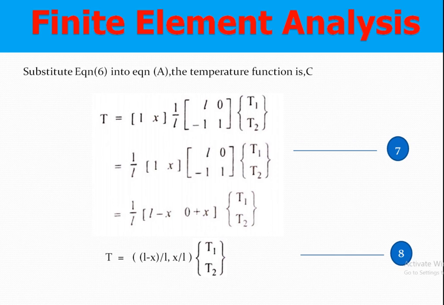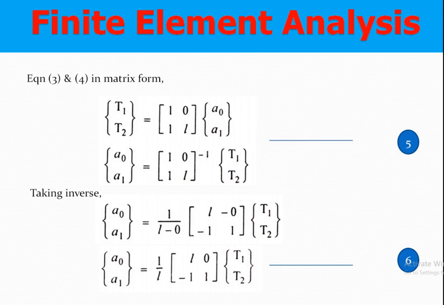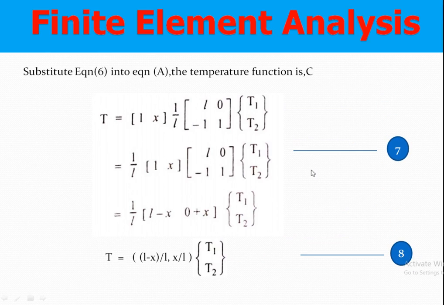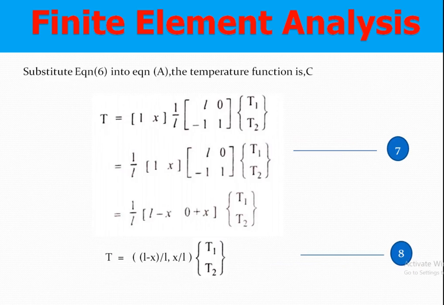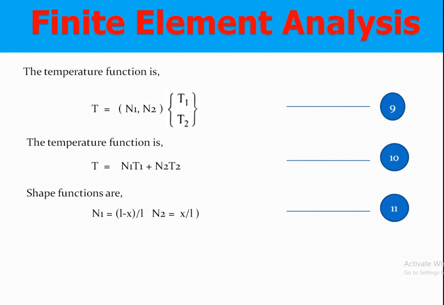Now you substitute this equation into equation A, which we have seen in the slides. So this is equation 6. You write it on paper and follow it step by step. So T equals [1 x] times 1 by L times [L 0; minus 1 1] times [T1 T2]. You substitute this term, the 6th equation.